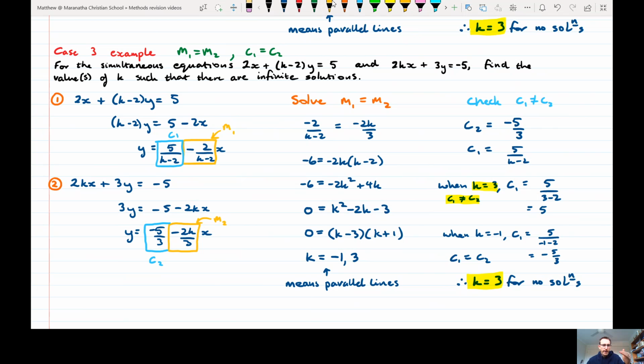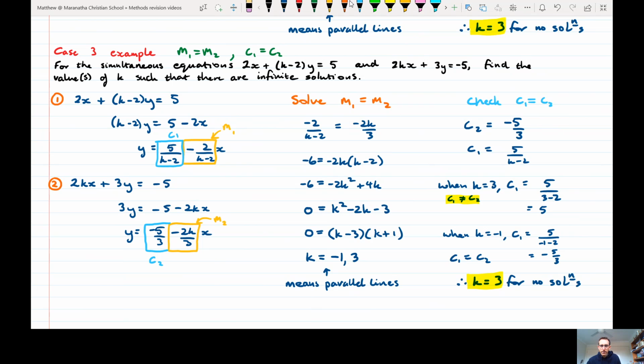Remember, we will go through, we'd find our equations as y equals. Then we solve our gradients equal to each other in our second step here. And we found that k equals -1 or 3, and that gives you parallel lines. Then in the previous example, we had one final check to see if we had different intercepts. This time I want them to be the same intercepts. And I've accidentally removed that 3 there.